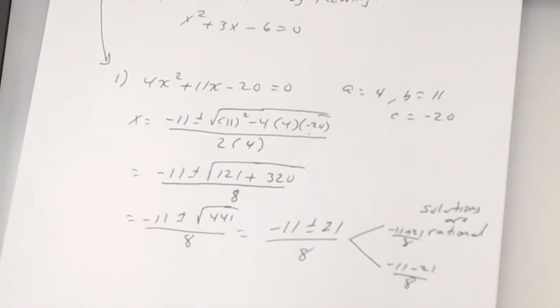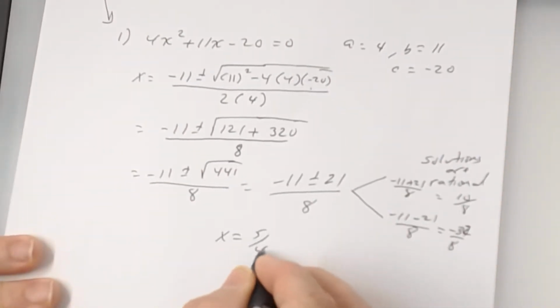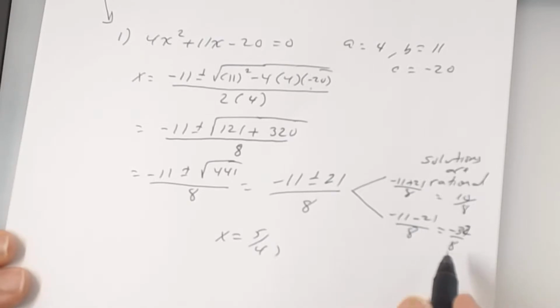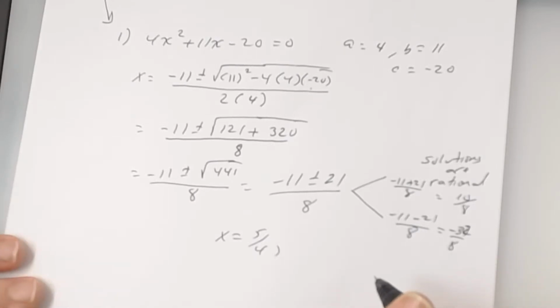Now, what's negative 11 plus 21? 10. So that's 10 eighths, right? And over here, that's negative 32 eighths, right? The directions will probably say reduce. So 10 eighths becomes 5/4. So x equals 5/4. And then negative 32 eighths becomes negative 4.